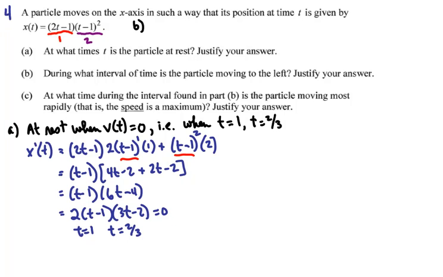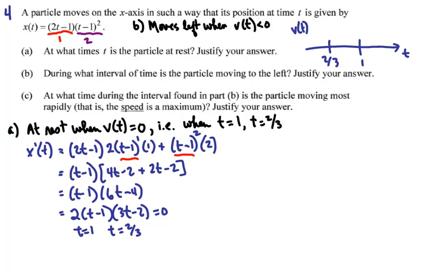Now I'm looking for some room, so I'll work up on the top here. And I start my justification. The particle moves left when the velocity is less than 0, or negative. And so that tells me what I have to do. I have to take the velocity and find out where it's negative. Now in part A, I've already done the factoring on the velocity, and I found my critical numbers. So I set up my sign chart.